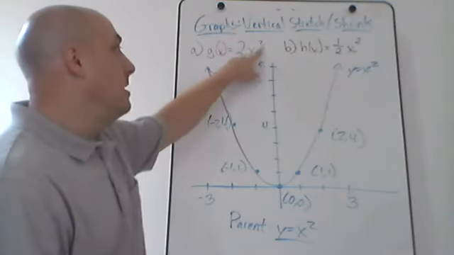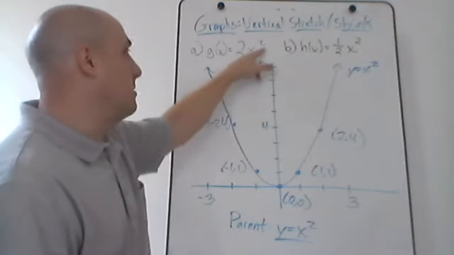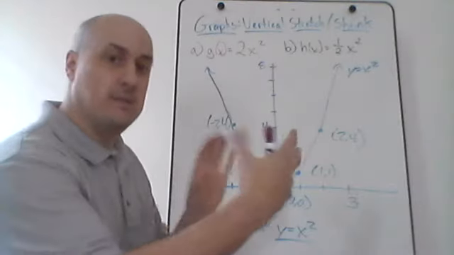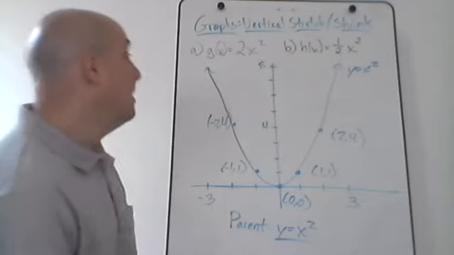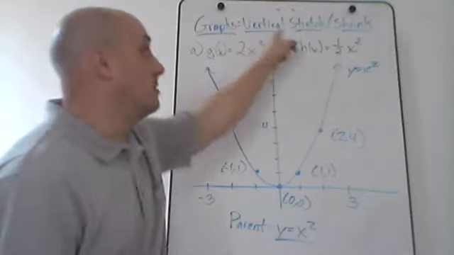Here, the 2 is outside of the parent function. The x squared is here. Only the x is being squared. The 2 is not being squared. So that means the 2 is not part of the quadratic function here. It's separate from the x squared. It's just multiplying it. Since that 2 is outside of the parent function, that's going to be our vertical stretch and shrink.